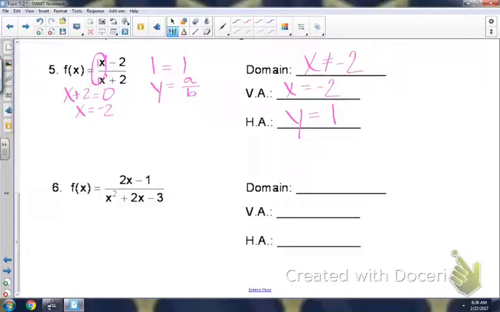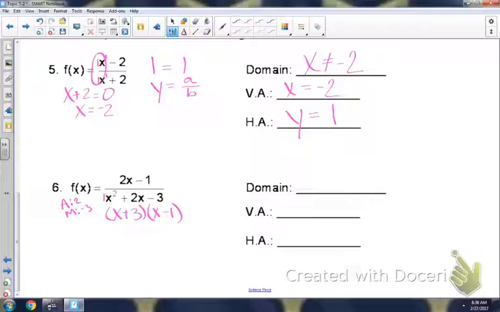All right, let's look at 6. If you look at the denominator, we're not able to figure out what x values would cause that to be 0, so we need to factor that denominator. With 3 terms, we're wanting numbers that add to 2 and multiply to -3. So that would be a +3 and a -1.